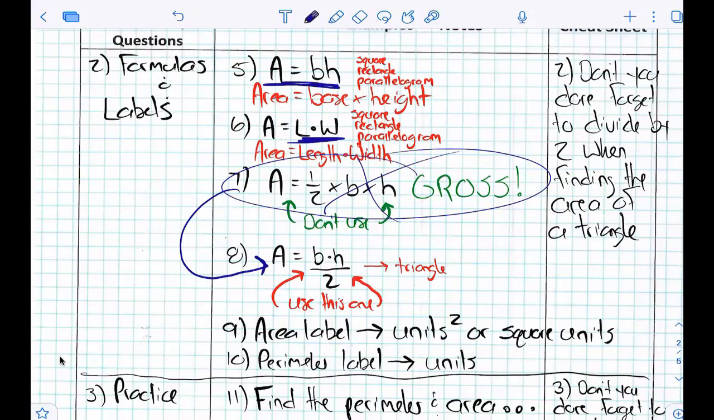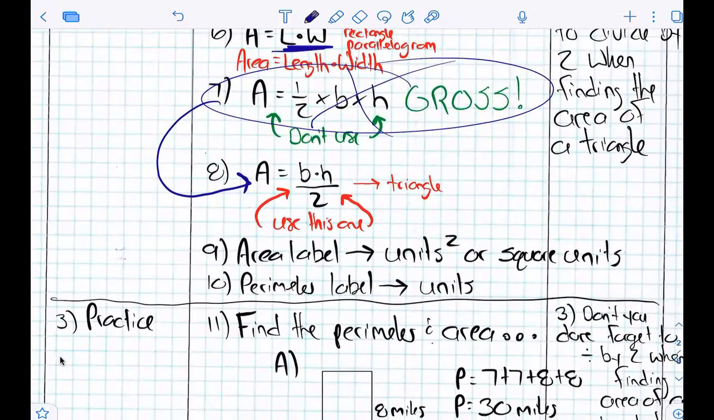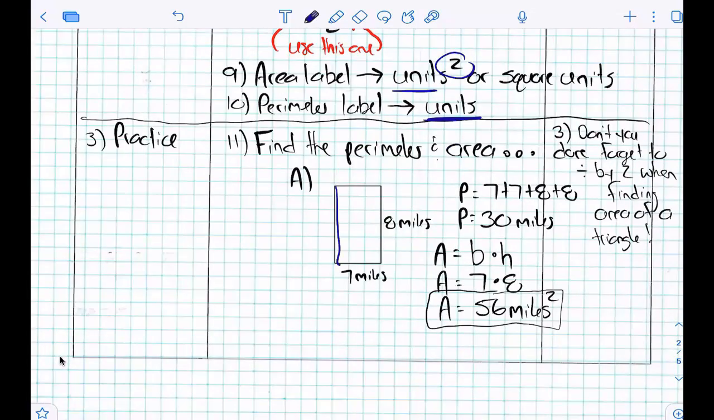We like the area of a triangle formula to be what? Base times height divided by 2, right? So triangle formula, base times height divided by 2. Okay, we cool? All right, there are two different labels we're using for area and perimeter. Just units for perimeter, units squared for area, right? Remember we talked about how many squares fit inside of a shape? That's why it's called units squared. Remember that?